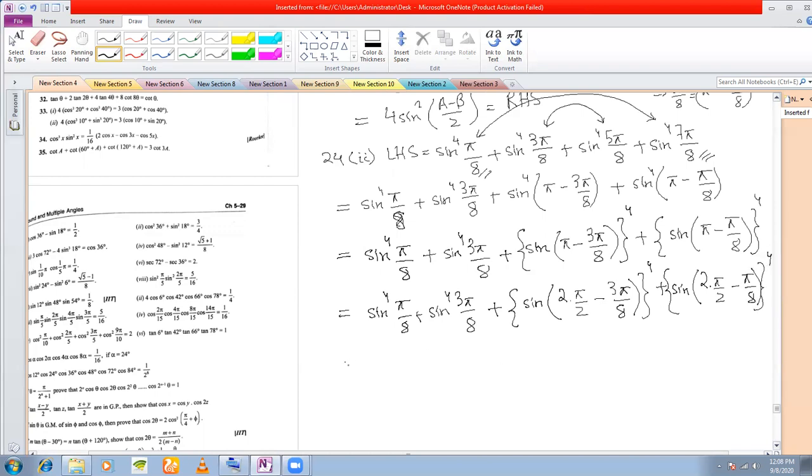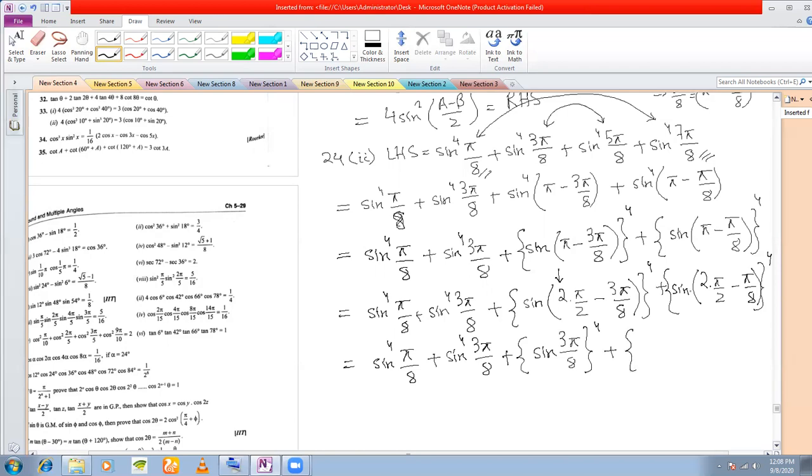Okay. So now sine to the power 4 pi by 8 plus sine to the power 4 of 3 pi by 8 plus, now even multiple 2. So sine will remain sine, and 2 into pi by 2 minus 3 pi by 8 means this angle is in which quadrant? Second quadrant. The sine will remain positive. So this you can write as sine 3 pi by 8 to the power of 4.